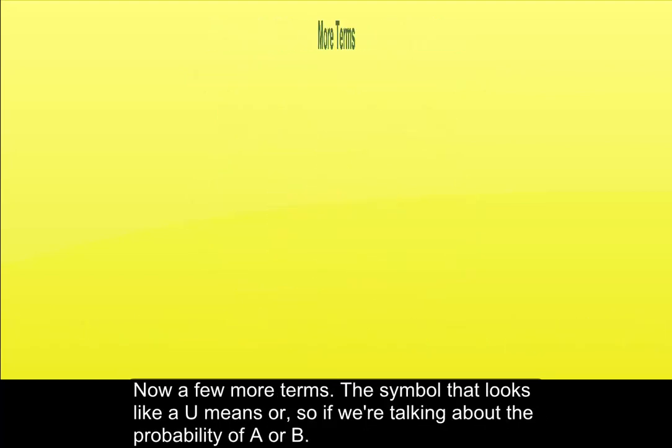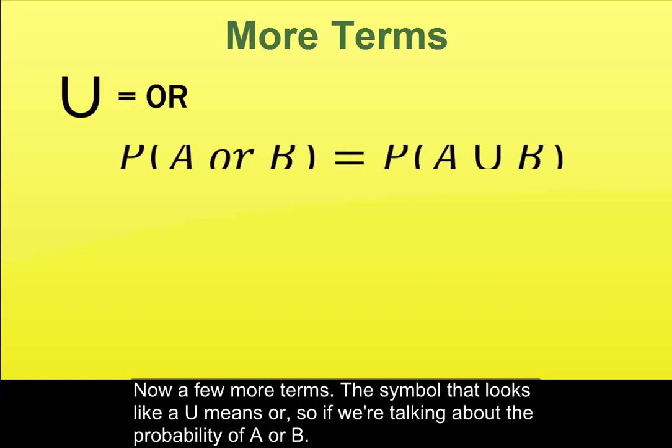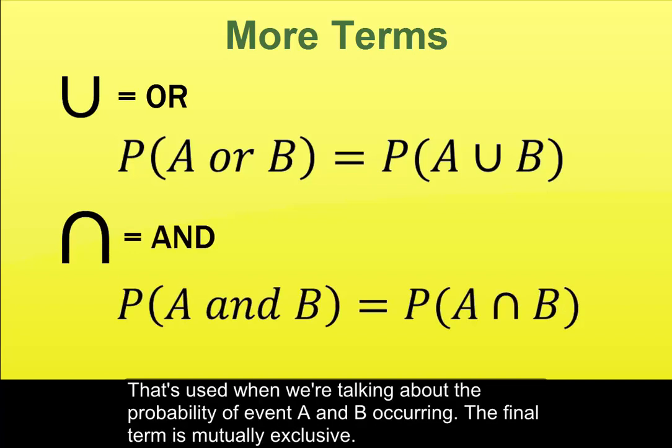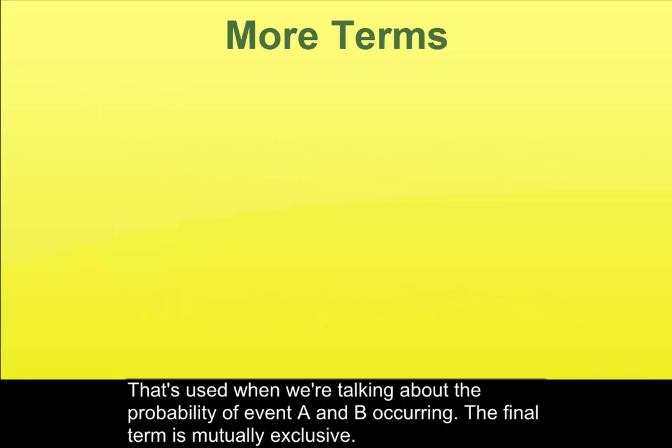Now a few more terms. The symbol that looks like a U means or. So if we're talking about the probability of A or B. And the symbol that looks like an upside down U means and. And that's used when we're talking about the probability of event A and B occurring. And the final term is mutually exclusive.